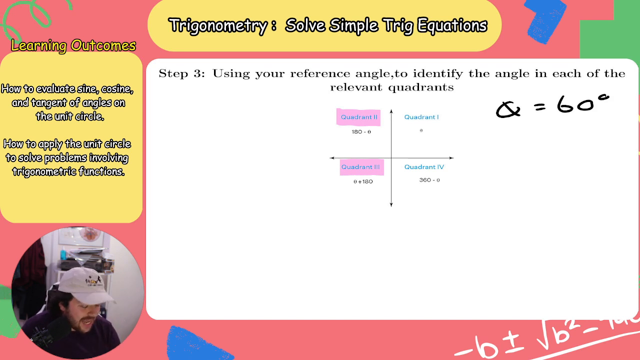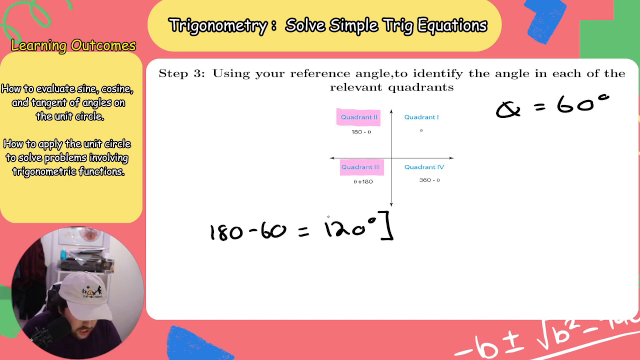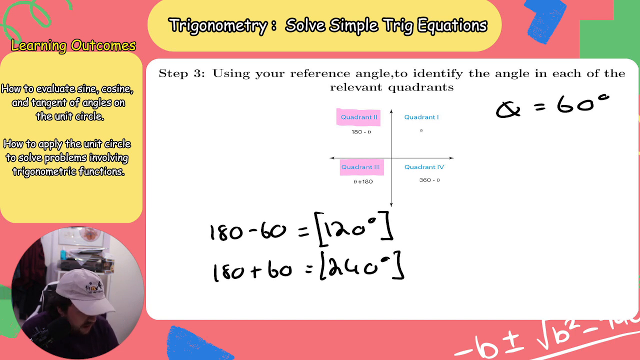So let's calculate now the answer here. So in quadrant 2, it is negative. So I have 180 minus 60, which is 120 degrees, which is my first solution. And then my second solution here is going to be 180 plus 60, which is 240, which is my second solution.